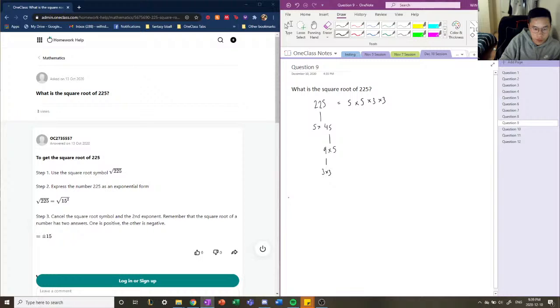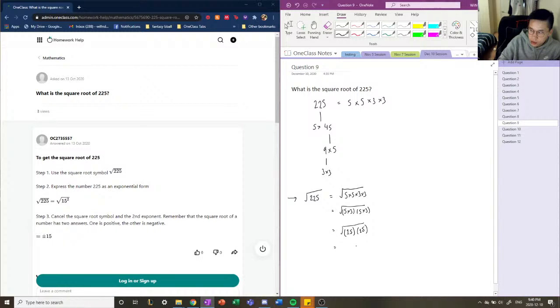Okay, so let's try to solve this square root now. So the square root of 225, so we could write in the square root bracket the prime factorization of 225, which is 5 times 5 times 3 times 3. Okay, so if we rearrange these, we can get 5 times 3 times 5 times 3. Right? So we just rearrange them. These are still the same numbers and the same prime factors. Okay? And if we were to simplify these brackets, we get 15 times 15.